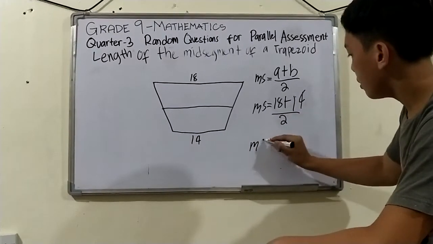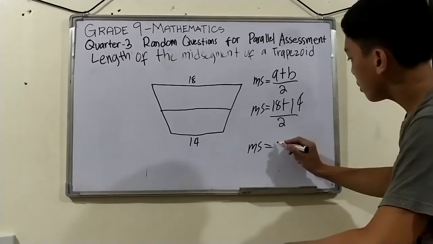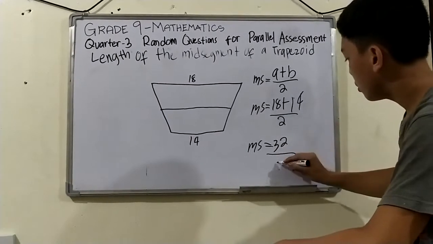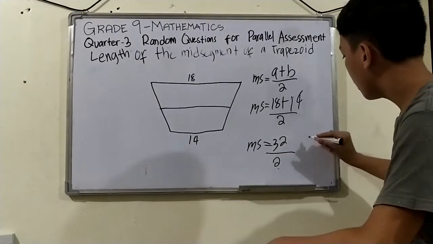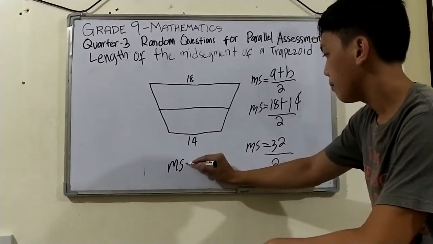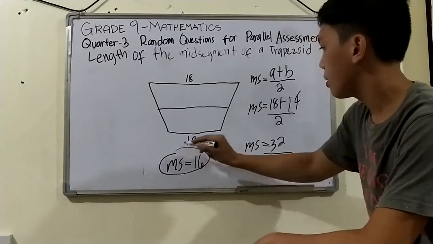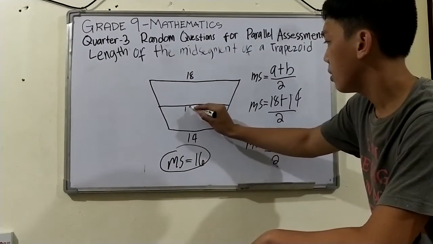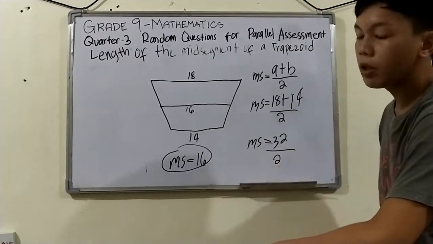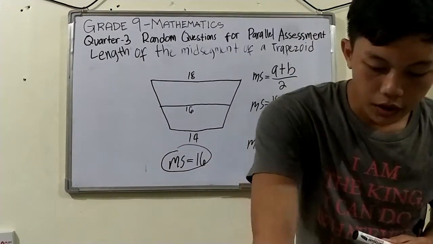Okay, so ms, add 18 plus 14 is equal to 32 over 2. So ms is equal to 16. So the length of the mid-segment of a trapezoid in this problem is equal to 16. Okay, so another problem.